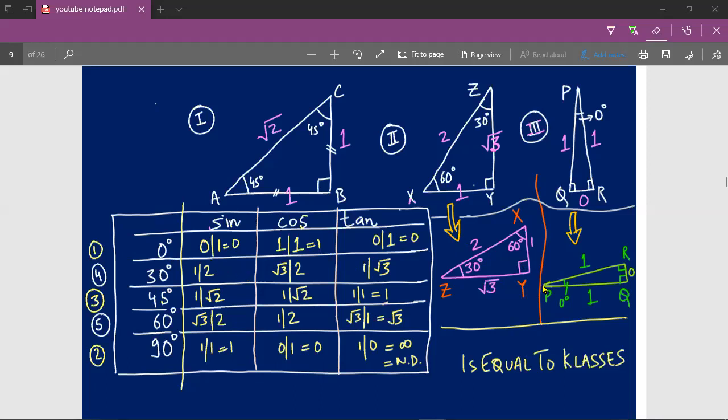Then our tan 30 degree, which is 1 divided by root 3. Why? Because the formula for tan theta is perpendicular upon base. Therefore, tan 30 degree is 1 divided by root 3.